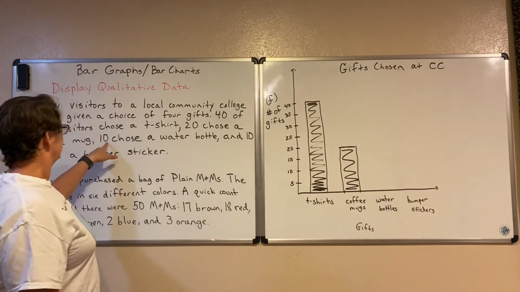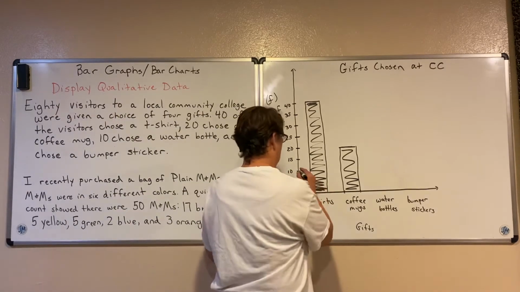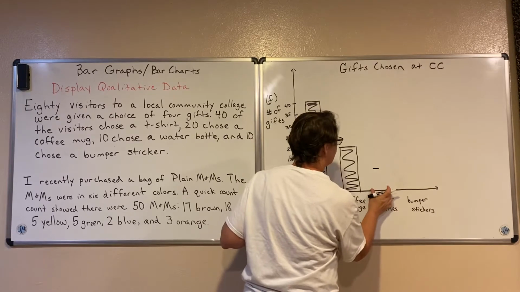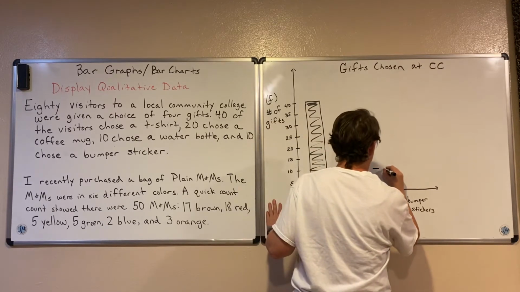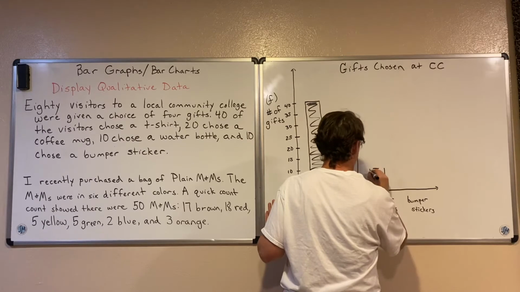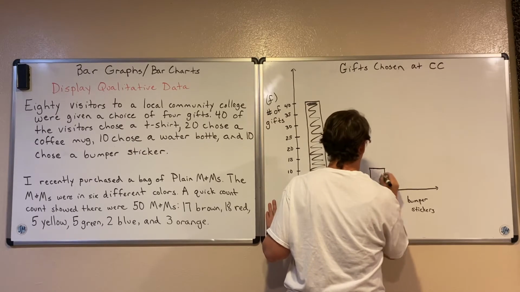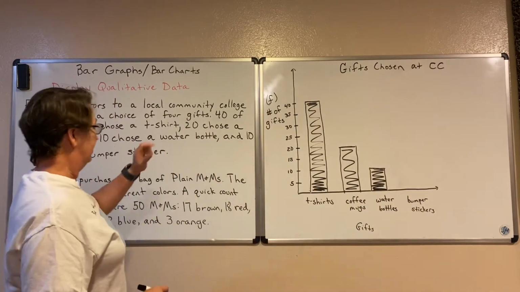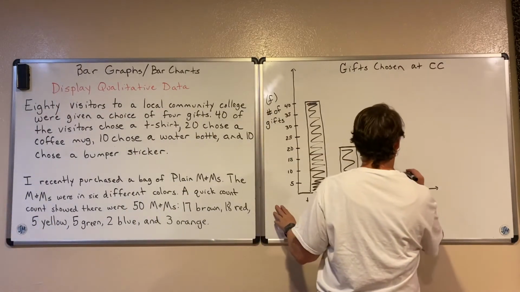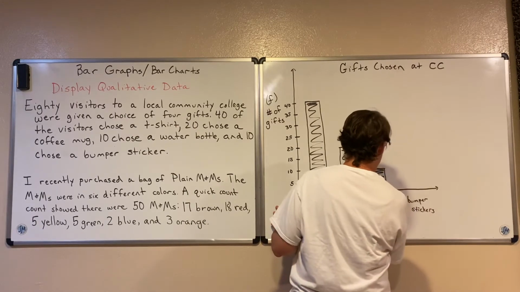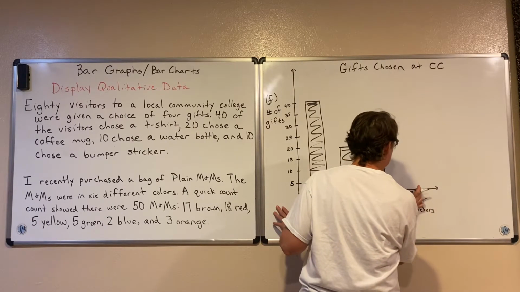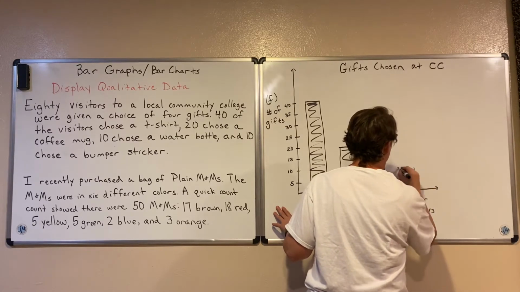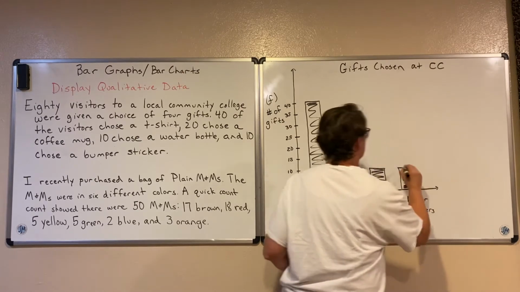Then the water bottles are 10, so I need to make it go up to that 10 spot. And again, that same width, so that I have a bar that goes up to 10 and is the same width as before. And then last but not least, another 10 for the bumper sticker. And again, that bumper sticker needs to be this same width. And rulers would be great so that my distances in between the bars and all were the same.